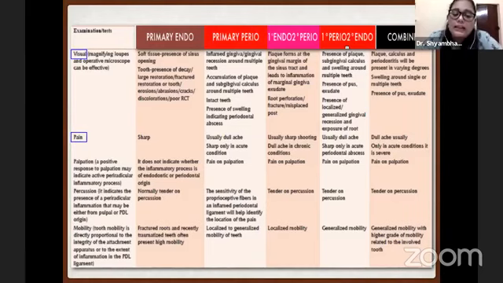Otherwise, it will be a dull aching pain, which is because of the baroreceptors that are present in the periodontium. In the primary endodontic and secondary perio lesion, again, if there is an acute exacerbation, then there will be sharp shooting pain. Otherwise, there will be dull aching pain in chronic conditions.